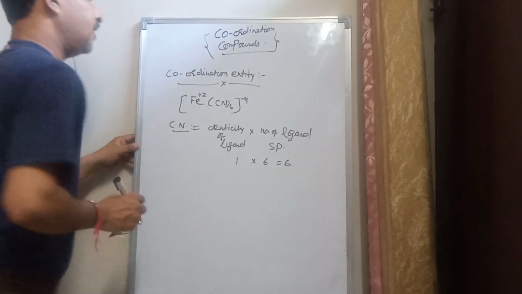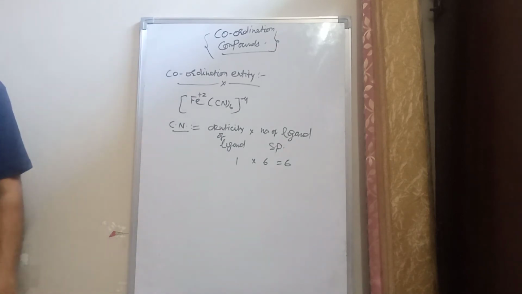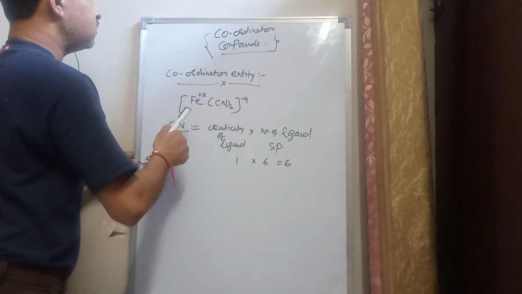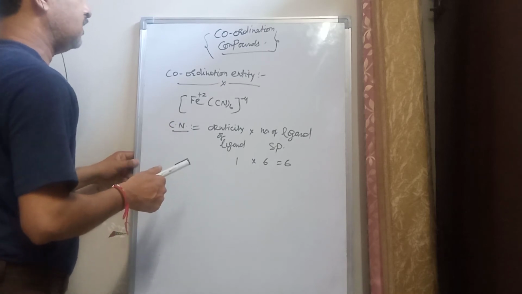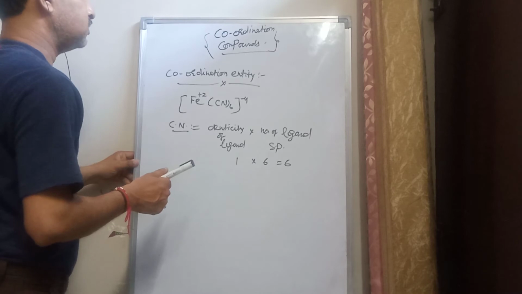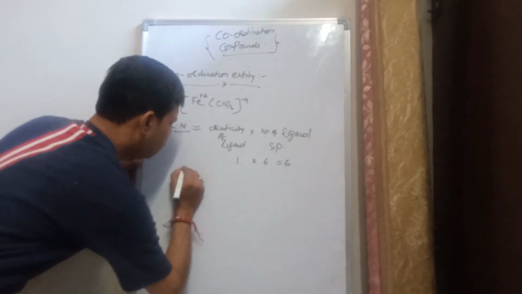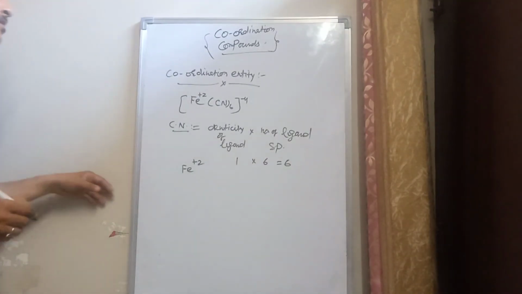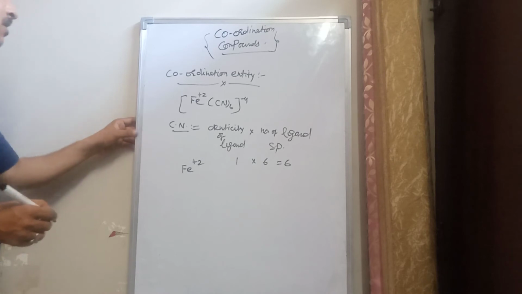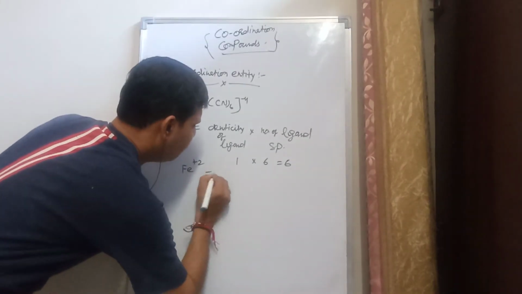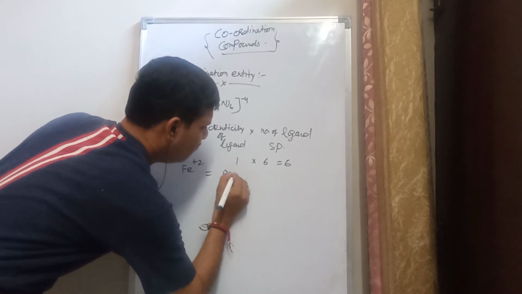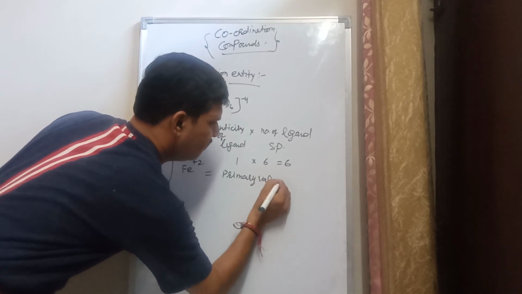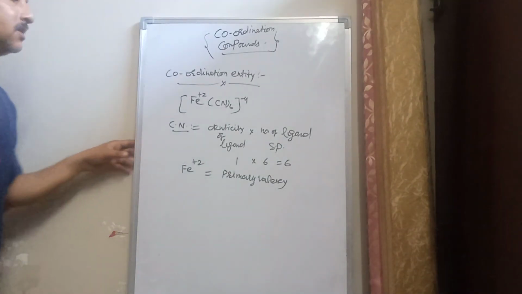Second thing is, coordination number is also known as the secondary valency of the central metal atom or cation in the coordination sphere. In the same way we can also define the primary valency of the central metal atom or cation in the coordination sphere, that is Fe plus 2. The oxidation number of the central metal atom or cation in the coordination sphere is known as primary valency of the cation. Now I think it is clear to all of you.